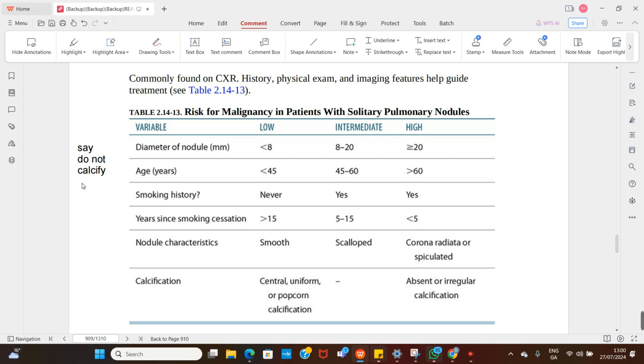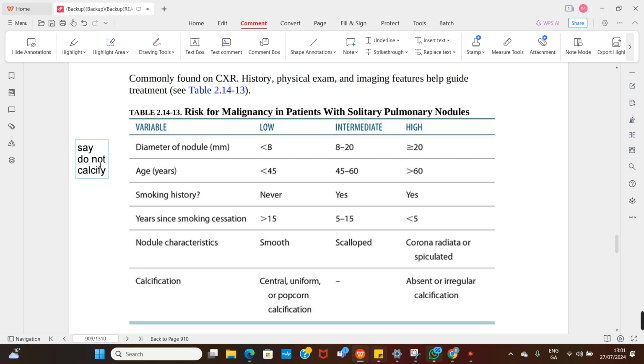Your C. So we have talked about the diameter, we have talked about the H, we have talked about smoking, we have talked about years since stopping smoking. Then your N is your nodule characteristics. How does this nodule look? Is the border smooth? Yeah, low category. Is it scalloped? You are seeing some irregularities. Scalloped border, irregular border, intermediate. Are you seeing spiculations or corona radiata, meaning you are seeing some spiky projections? They will tell you even in the question stem it is spiculated. They will help you put it under the high category. If it's scalloped, intermediate. If it's smooth, low. Then your last is your calcification. Are you seeing any calcification?